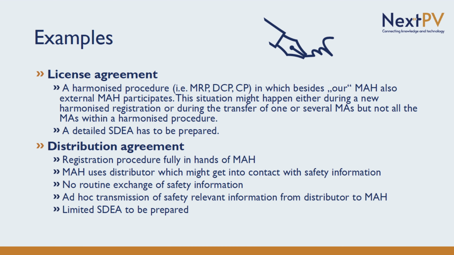Examples. In a license agreement, a harmonized procedure such as MRP, DCP, or CP may involve multiple MAHs. This situation requires a detailed SDEA to ensure all safety data are managed and communicated properly. In a distribution agreement, the MAH handles the registration procedure, and the distributor may receive safety information. This scenario typically requires a limited SDEA, focusing on ad hoc transmission of safety-relevant information from the distributor to the MAH. These examples illustrate the different types of SDEAs needed to ensure regulatory compliance and effective pharmacovigilance.